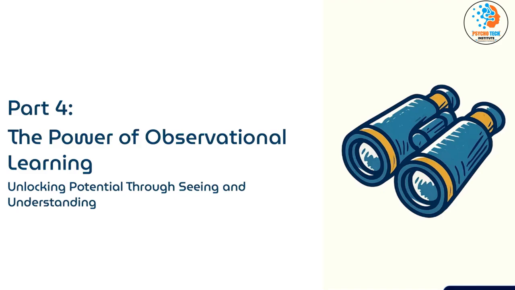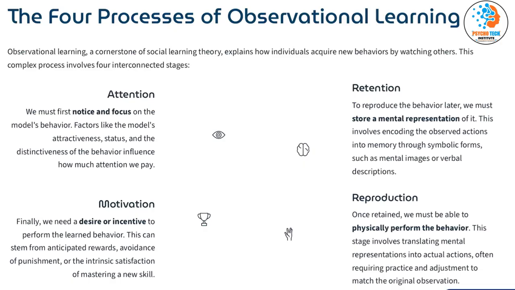Everyone, in this video we will explore observational learning, also known as learning through observation. This concept explains how we learn new behaviors simply by watching others without direct experience. Observational learning is not a simple process. It involves four important stages.